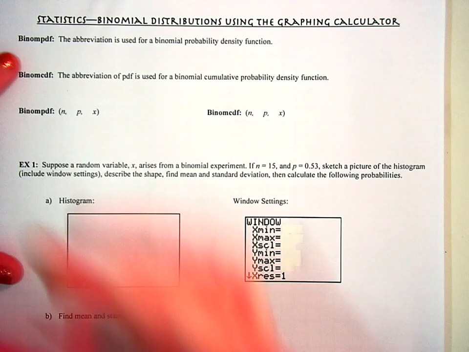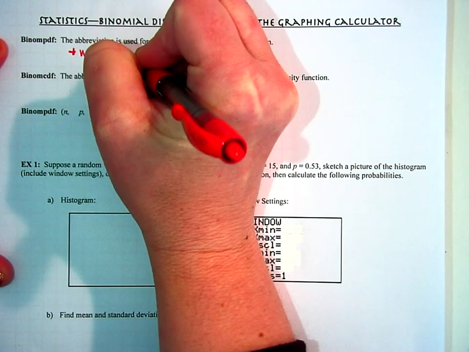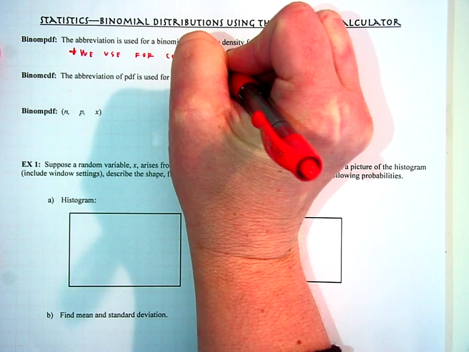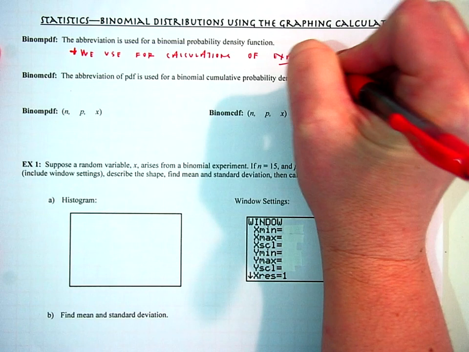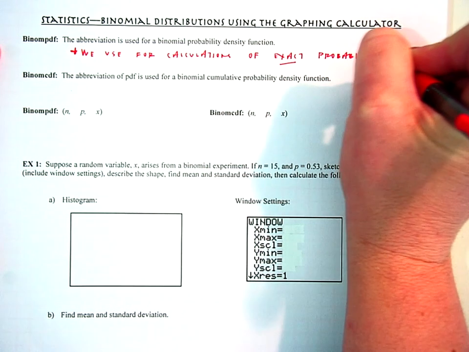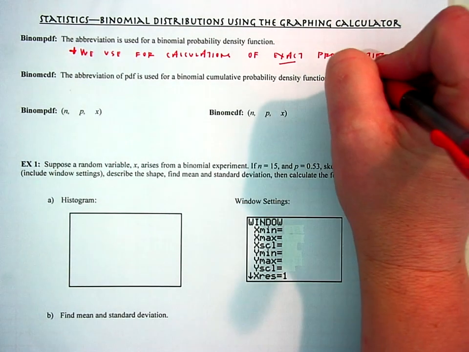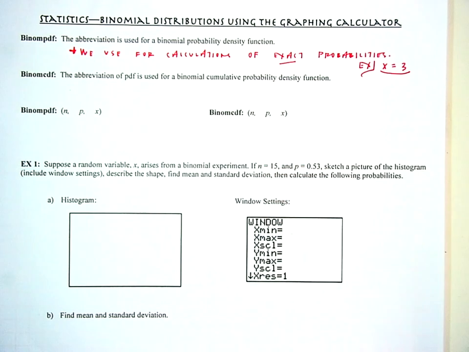So here, let me just write a little note. We use it for calculations of exact probabilities. And like I said for my example, this would be like looking for exactly 3 heads when we flip a coin 10 times. So we'd be looking for exactly 3 successes.